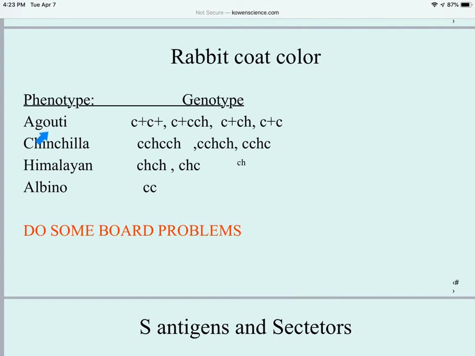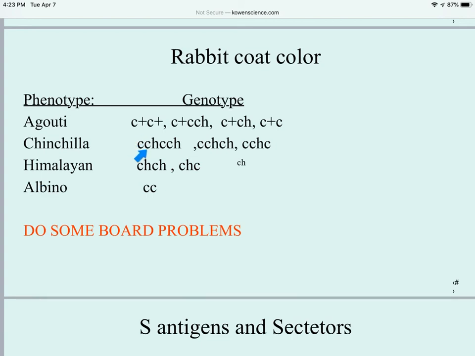On this right here, rabbit coat color, there are 4 colors: Algati, chinchilla, Himalayan, and albino. Algati is dominant over all of these. So genotype, they could receive an Algati from both parents. They could receive an Algati from one parent, chinchilla from one parent. That would still show up as being Algati. They could receive an Algati from a parent and a Himalayan from a parent. They could receive an Algati from a parent and an albino from a parent. Again, Algati is dominant to all of these others.